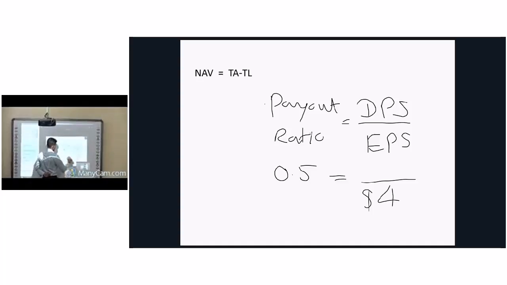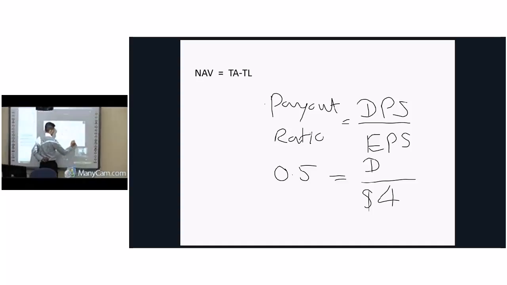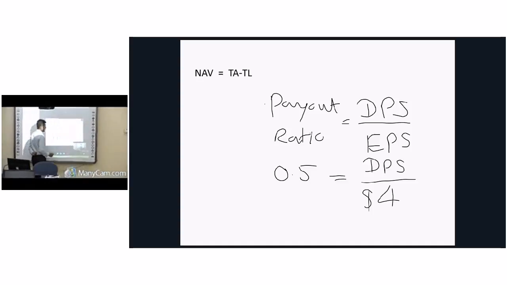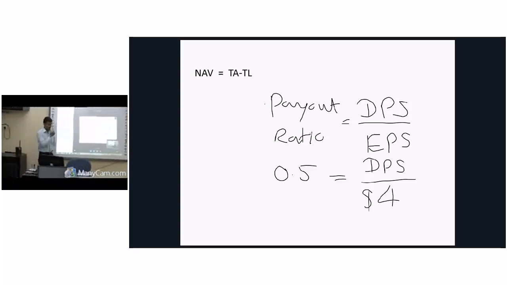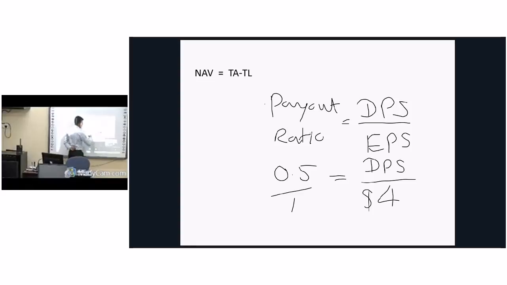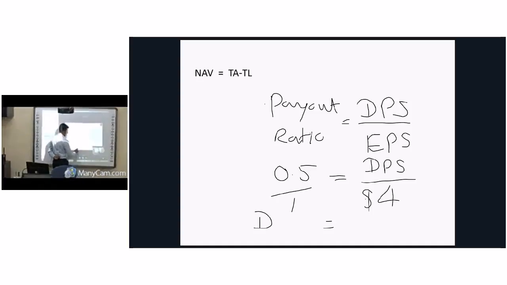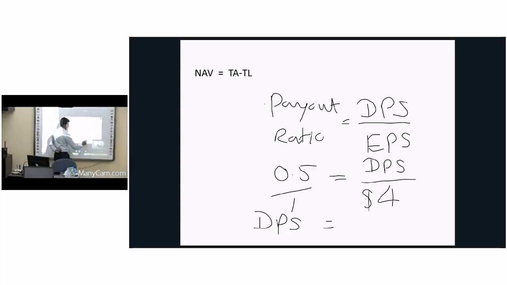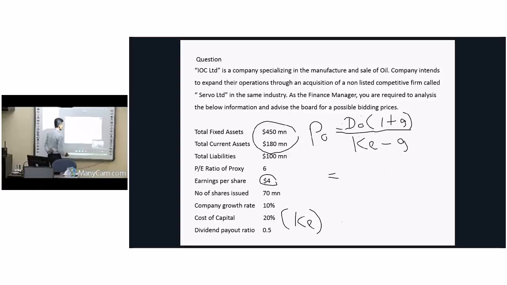Payout ratio is given, so can't we find the dividends per share today based on that calculation? If you do the cross multiplication, dividends per share is going to be $4 into 0.5, that's going to be $2, right? So DPS is $2, right? So let's apply that here.